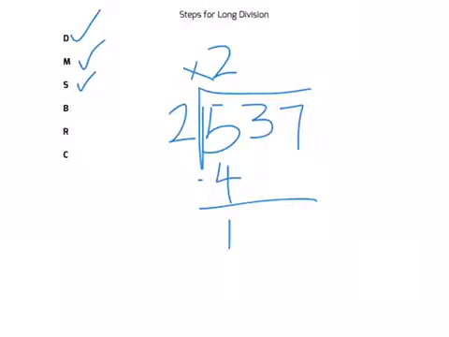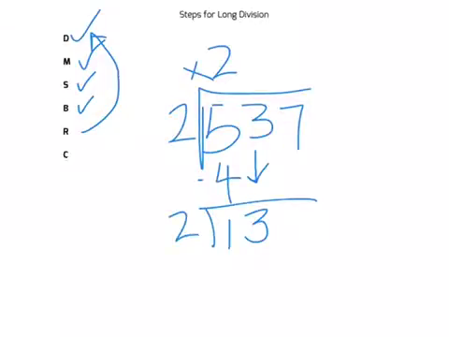Then I'm going to bring down my next number. I only work one number at a time when I do long division. So I'm going to bring down my 3. The next step is remainder. So I ask myself, can 13 be my remainder? Remember, we talked about the fact that the remainder cannot be bigger than the number we're dividing by. So 13 is bigger than 2, so it cannot be my remainder, which means I have to go back to the beginning and start the steps over.